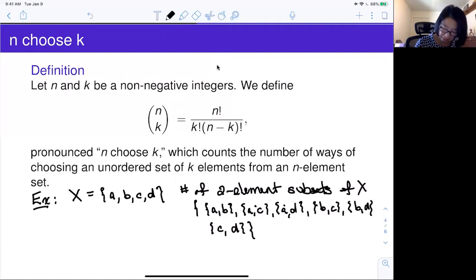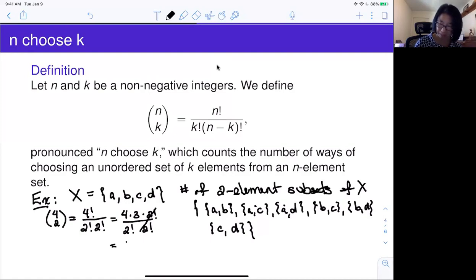And I can see that by my formula, 4 choose 2 should also count that, which should be 4 factorial over 2 factorial times 4 minus 2 factorial, which is also 2 factorial. This should be 4 times 3 times 2 factorial over 2 factorial times 2 factorial. These cancel out, and I get 12 divided by 2, which is 6. Pretty cool. All right, that's it.